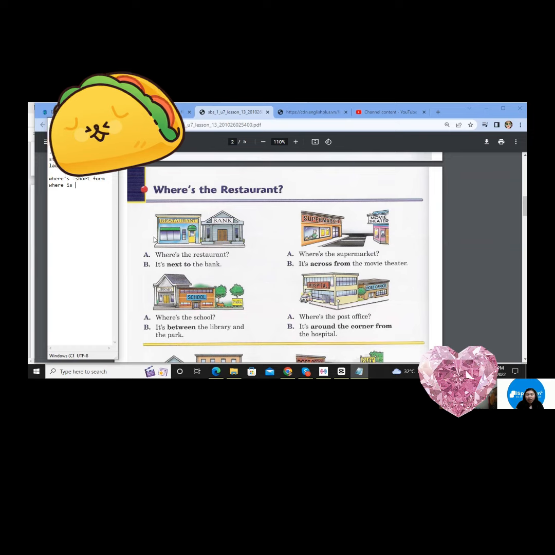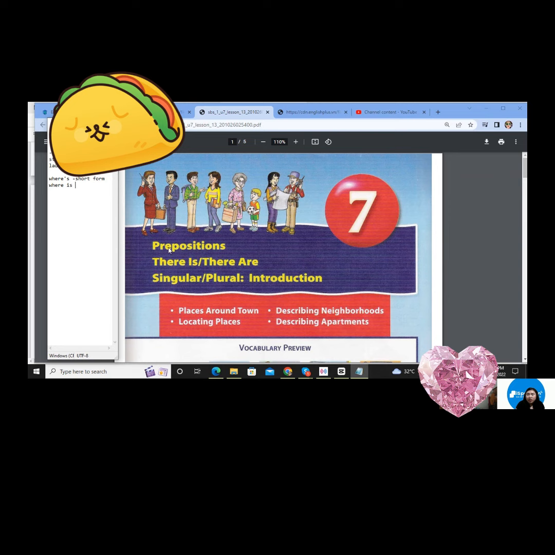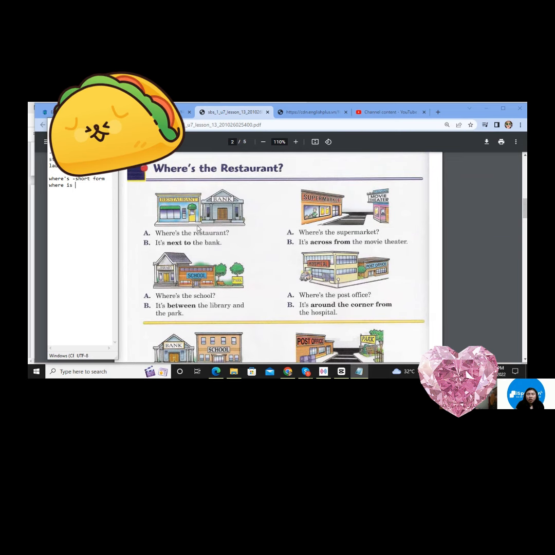Okay, so here, restaurant A. Can you please read, Pham? Where's the restaurant? It's next to the bank. Okay, this one is a preposition, next to. Next to is a preposition. So where's the restaurant? It's next to the bank. This one is the bank and it's next to, and the word next to is a preposition.